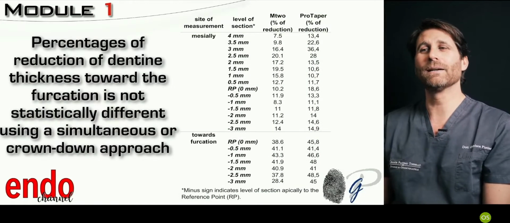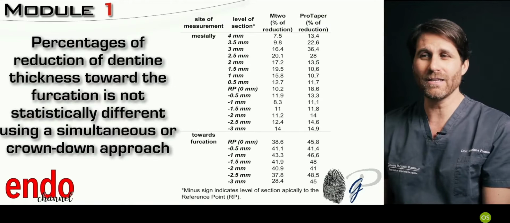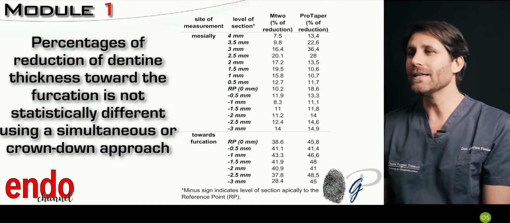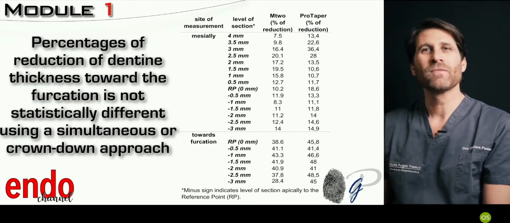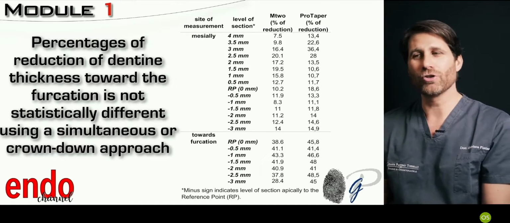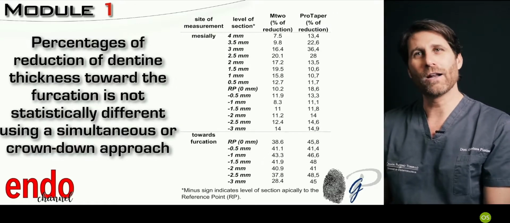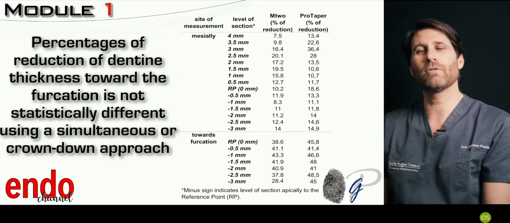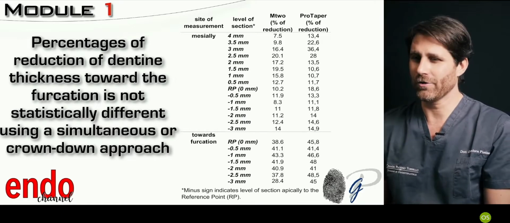In this book, we have presented these results of the residual dentin thickness, and we have measured that the percentage of reduction of dentin thickness towards the furcation is not statistically different using a conservative approach without removal of coronal interferences and a classic crown down approach with the early removal of the coronal interference.